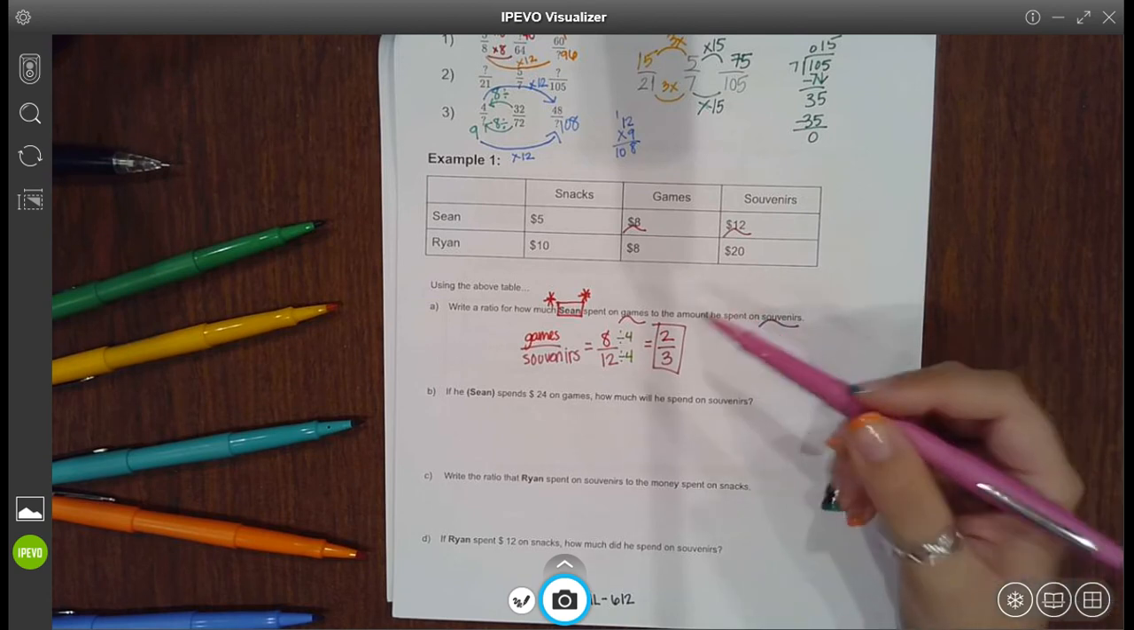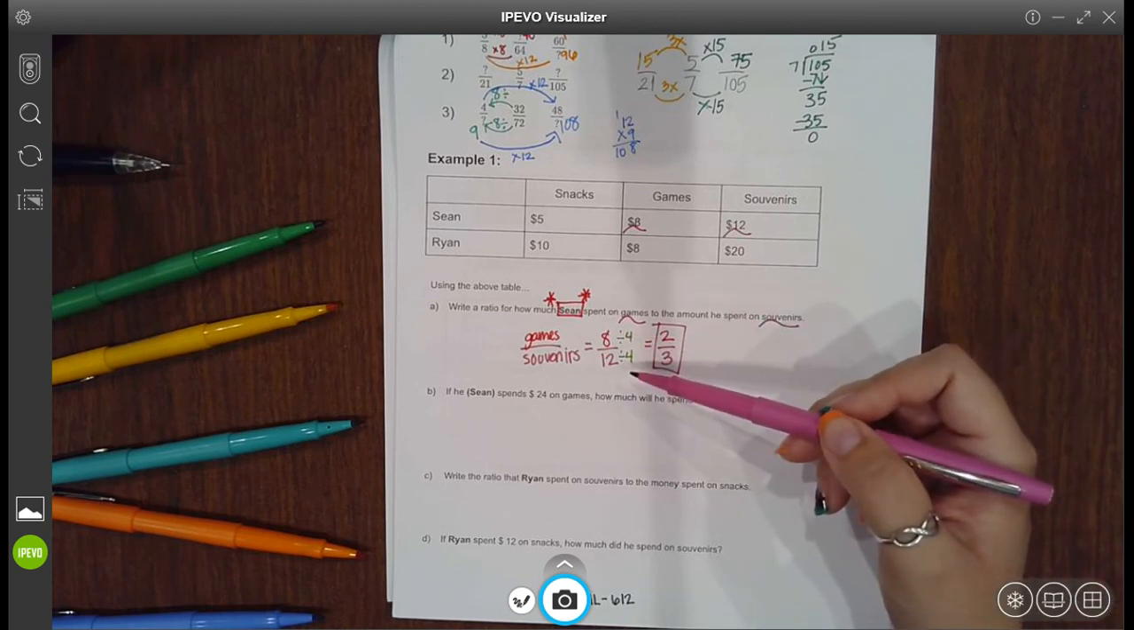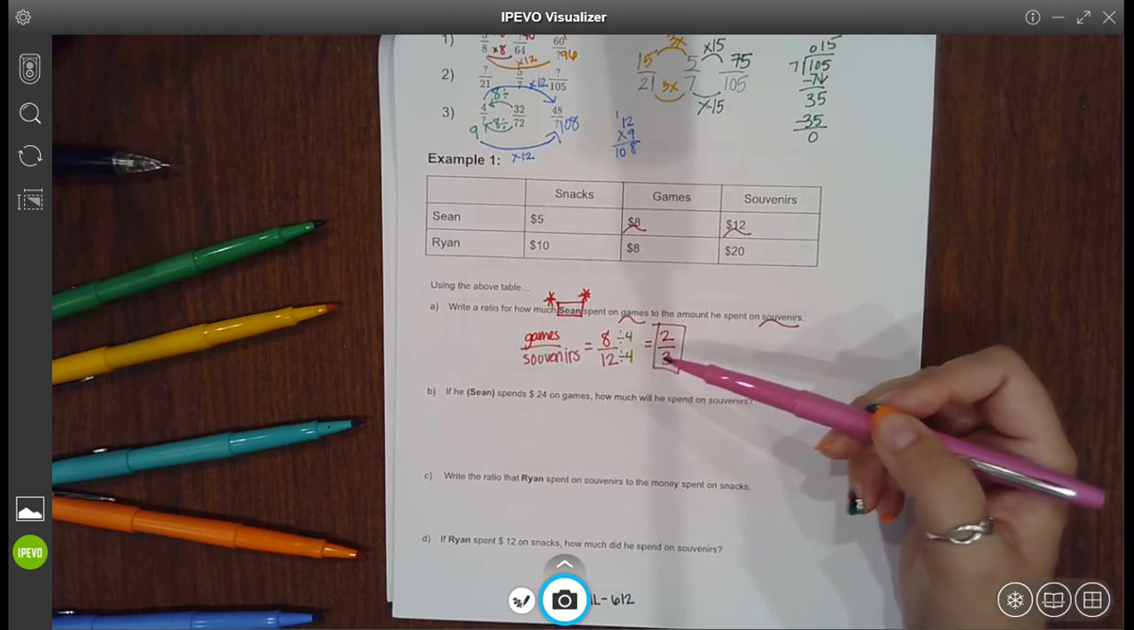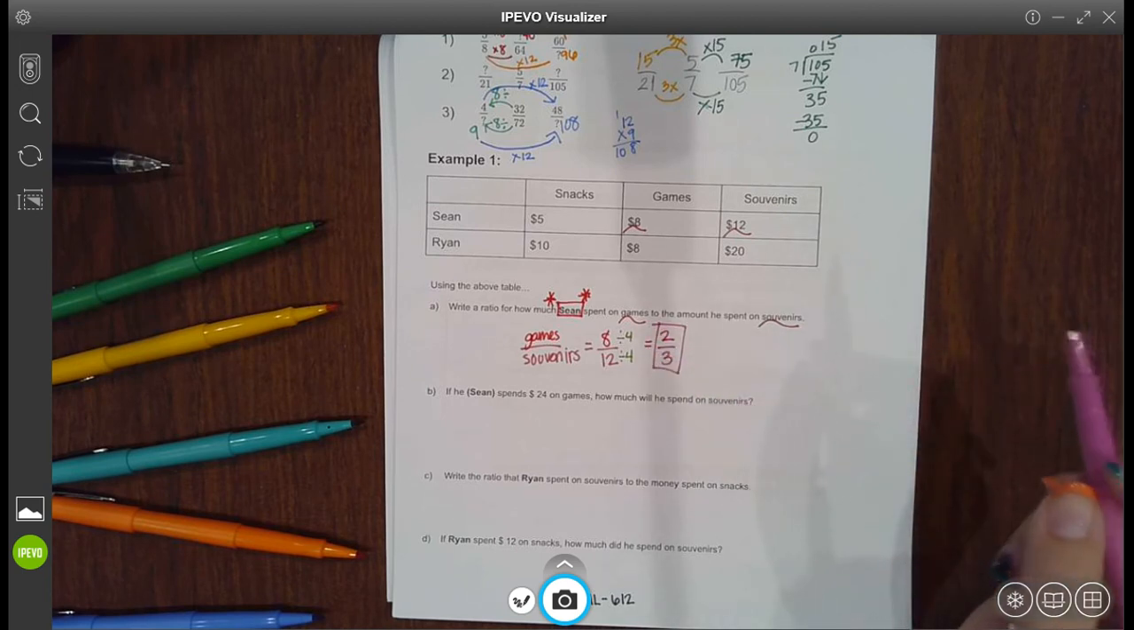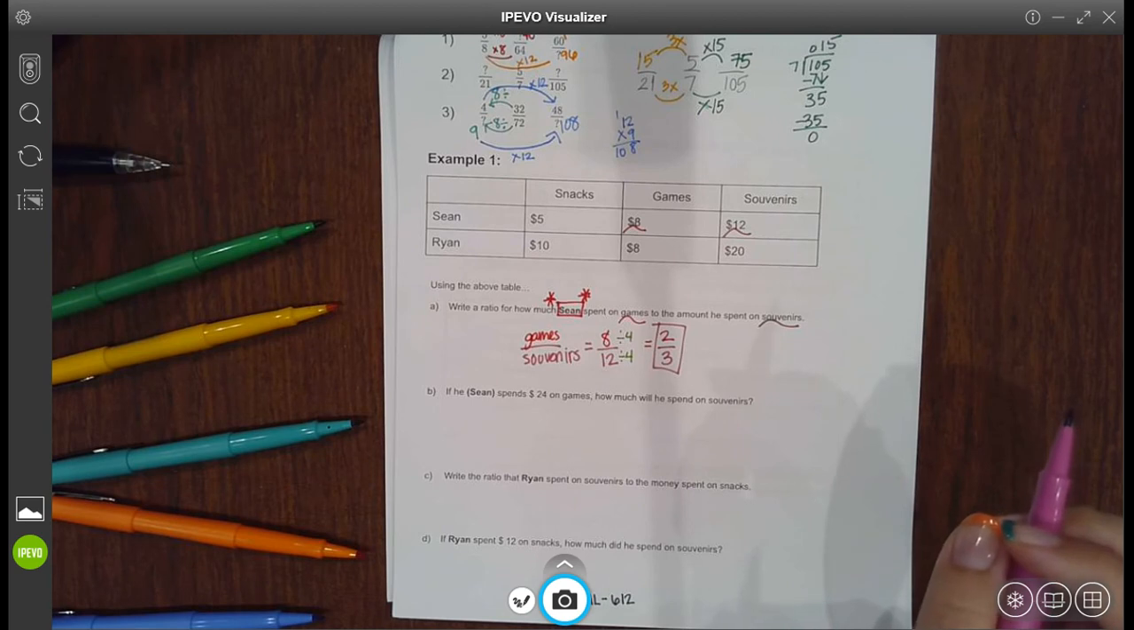Some of you guys may have only reduced it by 2, and then you saw you could reduce it again, so you had to reduce it by 2 again. The bigger number you choose to reduce by, the faster you get there. As long as you ended with 2/3, you're correct.